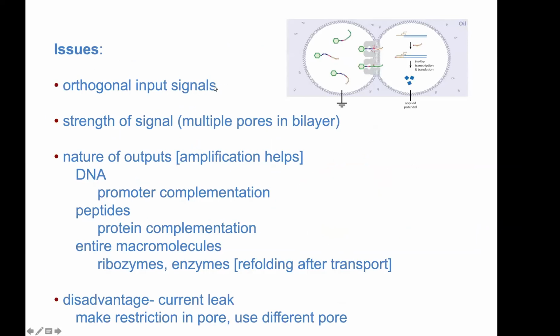We'd like to produce orthogonal input signals because we can move our cysteine within the pore. We need a strong signal to turn on transcription, for example. So we have to have multiple pores here, which is proving to be a bit of a problem. And then there are different outputs. We can do promoter complementation, but we can also do protein complementation, and I think we can also transmit entire ribozymes or enzymes across this structure.